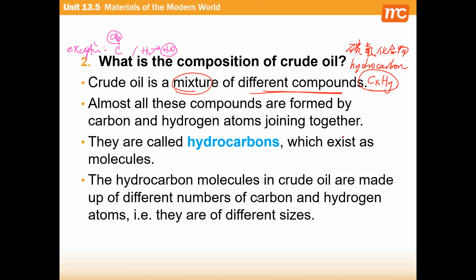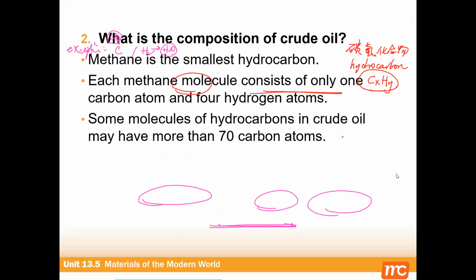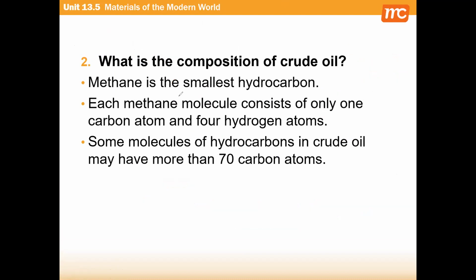Hydrocarbon molecules are made up of different numbers of carbon and hydrogen. So that's why they are of different size. We call it they are of different size. So this is a very important concept. Why do you say different size? So among them, you may find that methane, 甲烷, is a very small hydrocarbon. Okay, the smallest hydrocarbon in the world.